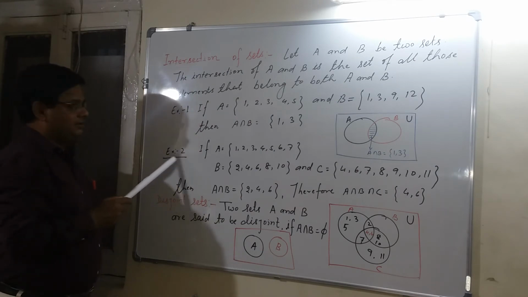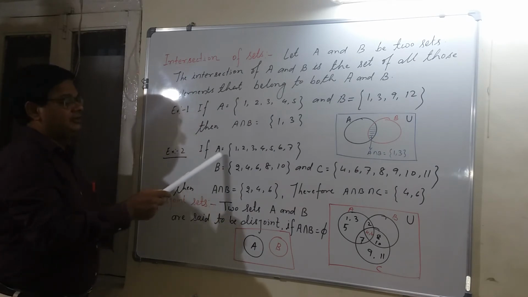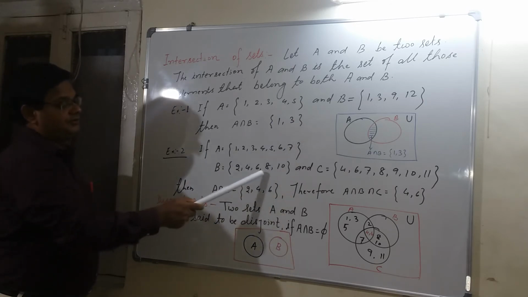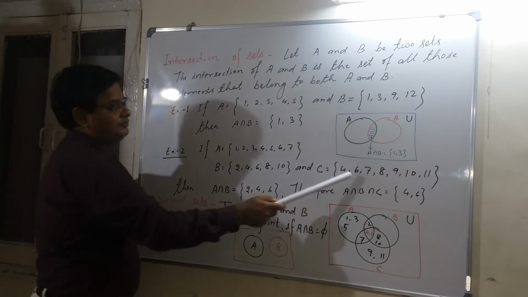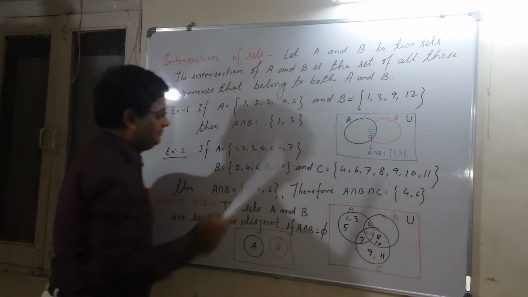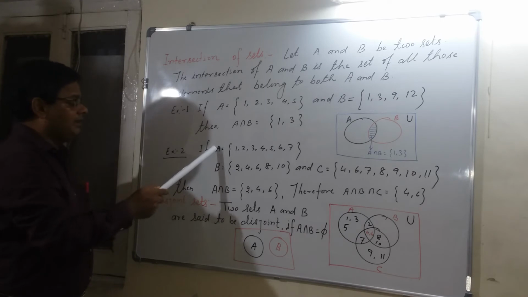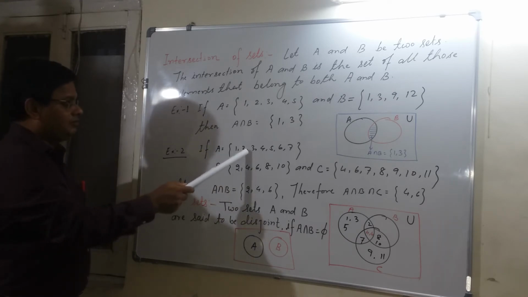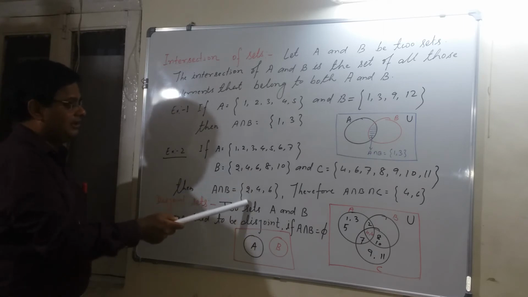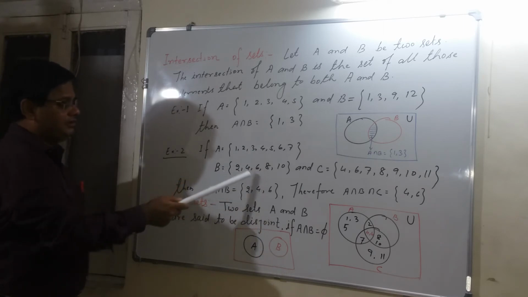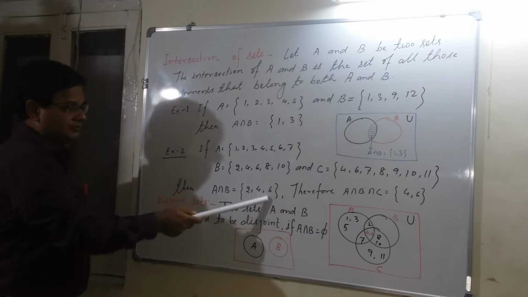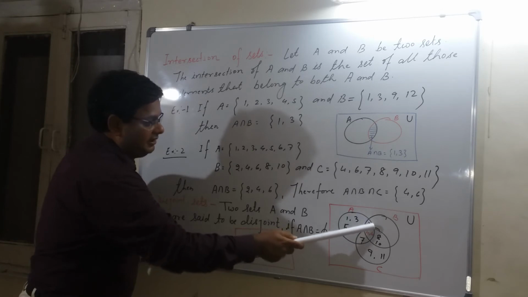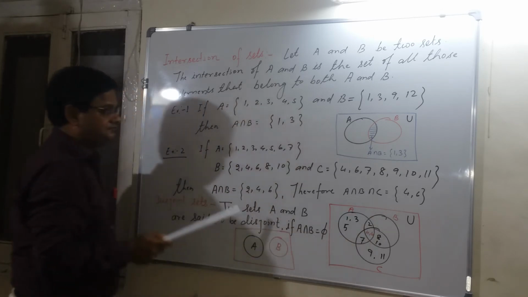Example number 2. If A equals {1, 2, 3, 4, 5, 6, 7}, B is {2, 4, 6, 8, 10} and C is {4, 6, 7, 8, 9, 10, 11}. First of all, find A intersection B. 2 is common, 4 is common and 6 is common. So this area is A intersection B.